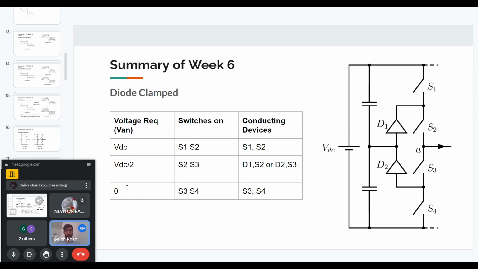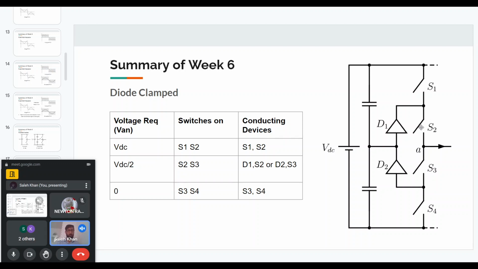Now let me first come to the 0 point. If we want 0 at the output, we will turn on S3 and S4. That's quite simple to understand. We will get 0 at the output. Now if we want VDC by 2, we will turn on S2 and S3. So the middle switches, we will turn on both of them.